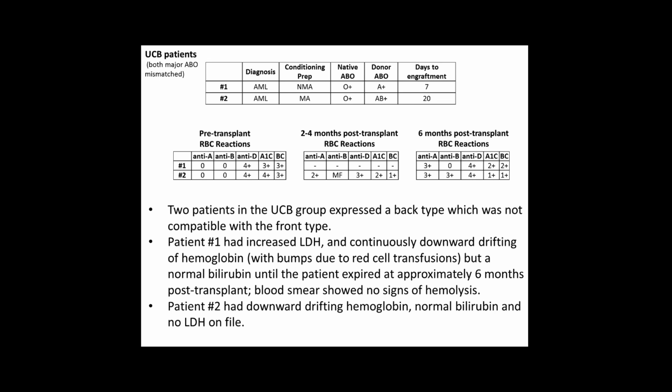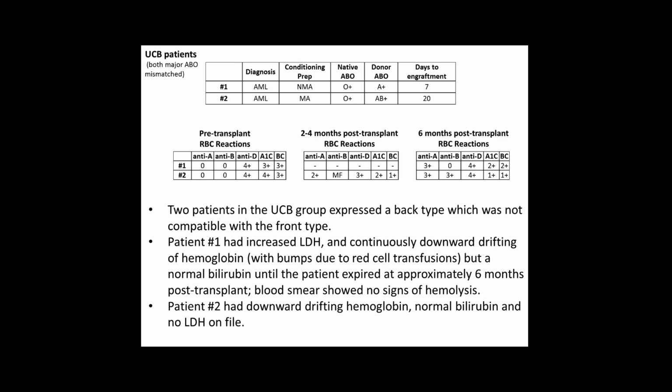So looking into their hemolysis parameters, patient number 1 did have increased LDH and a continuously downward drifting hemoglobin. She was receiving red cell transfusions, so she had bumps that were appropriately in response to those transfusions. She had a normal bilirubin. She had a negative DAT, and the haptoglobin was within normal limits. And unfortunately, she expired at approximately 6 months right after that post-transplant reaction.